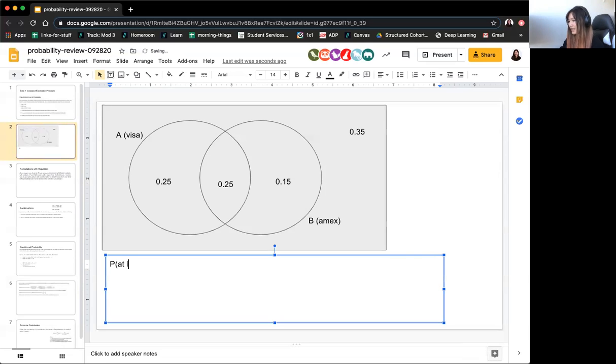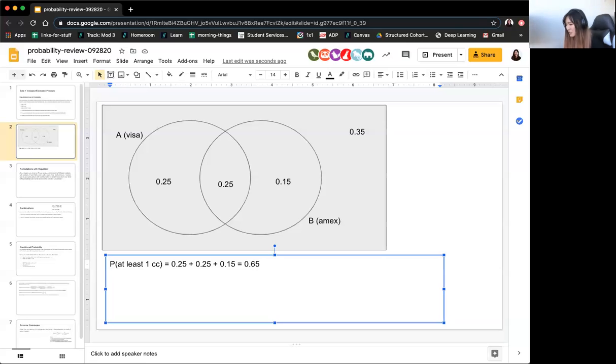So the probability of at least one credit card, based on our diagram, would just be the sum of the three areas in our Venn diagram. So it's just this entire part. That is 0.25 plus 0.25 plus 0.15, which is 0.65. And because we have already labeled all the parts of our diagram, that makes it so much easier.